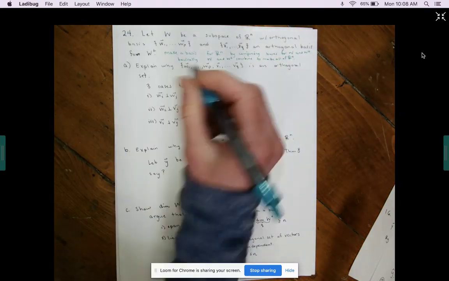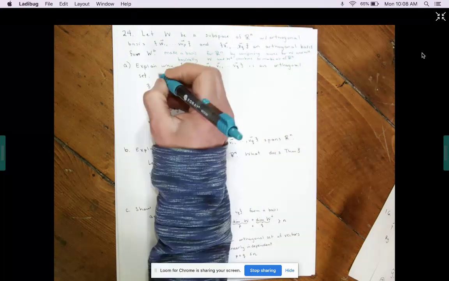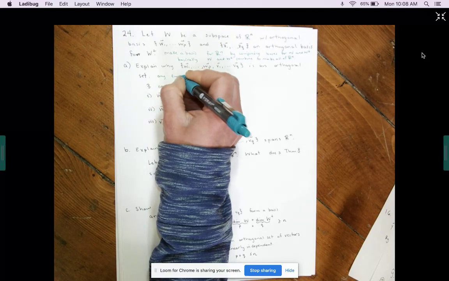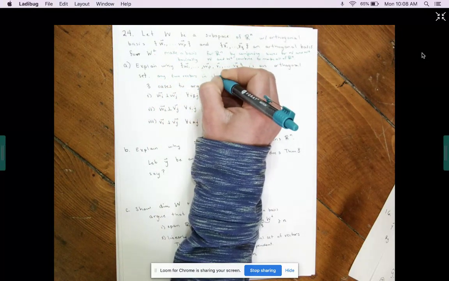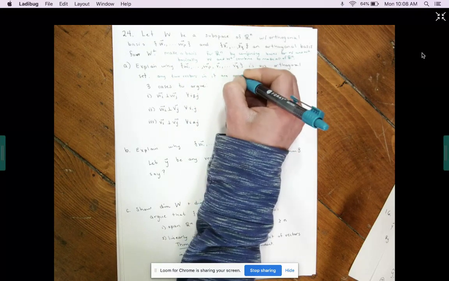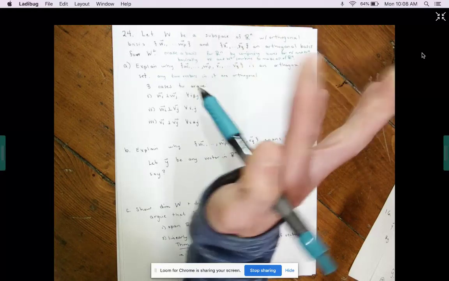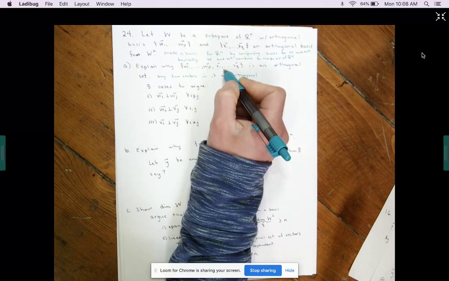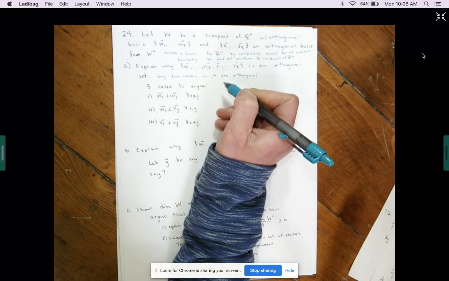So first we want to explain why this set is an orthogonal set. And so we need to show that any two vectors in it are orthogonal. So there's sort of three possible cases. I could take two vectors that are both in W, I could take two vectors that are both in V, or I could take one from W and one from V.